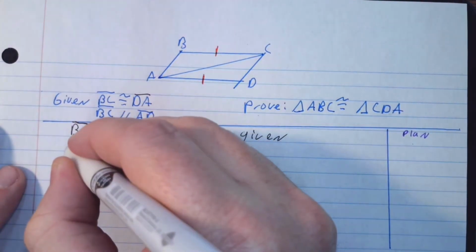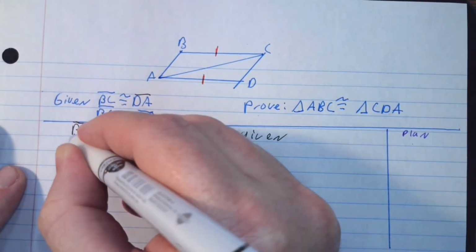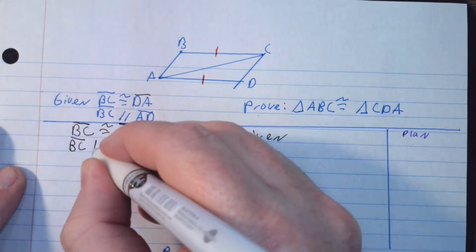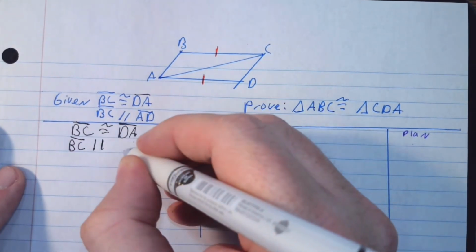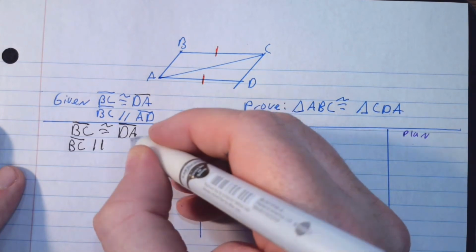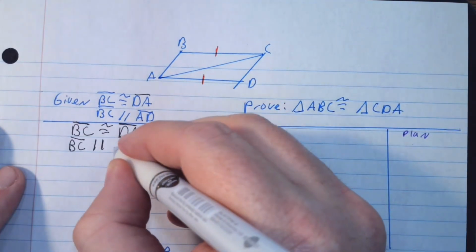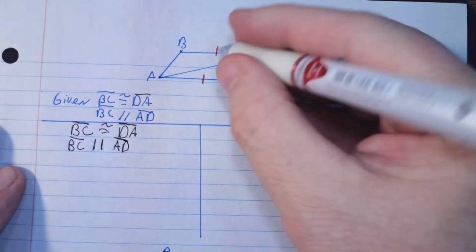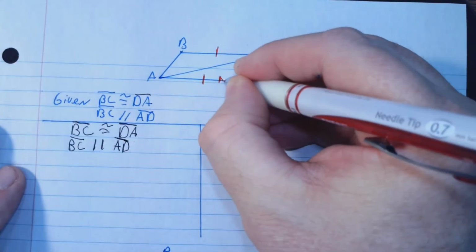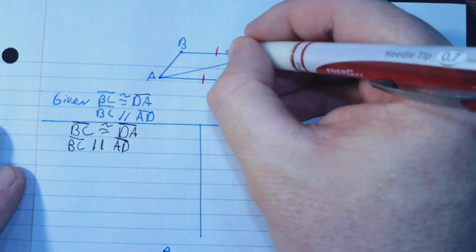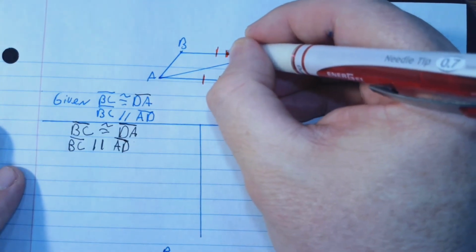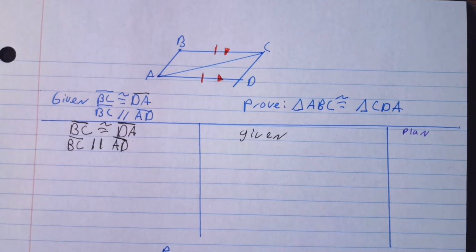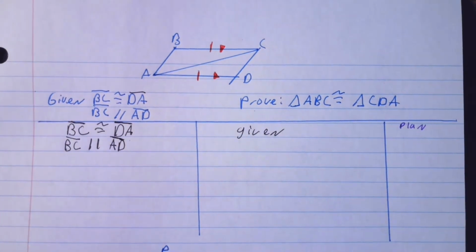Next thing I'm going to write is BC is parallel to, well, it says AD. That's fine. All right, so I'm going to mark that on my shape. And the book usually marks it with a little triangle like this, little triangle like this. That means parallel. Okay, I will try to correct the crookedness.